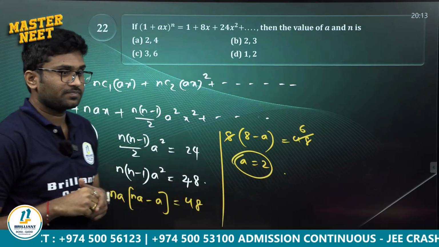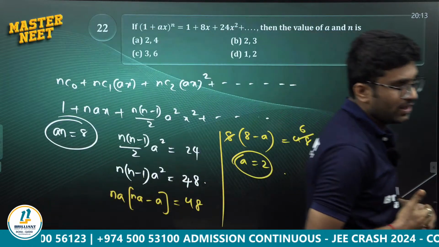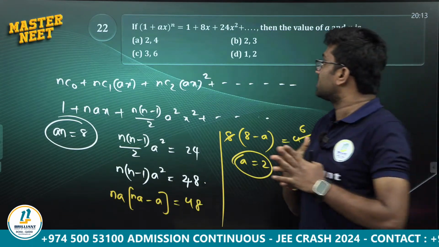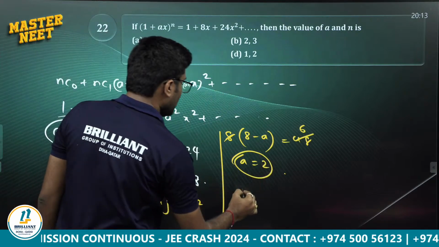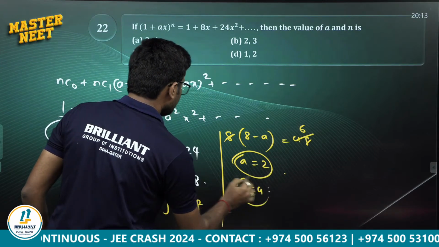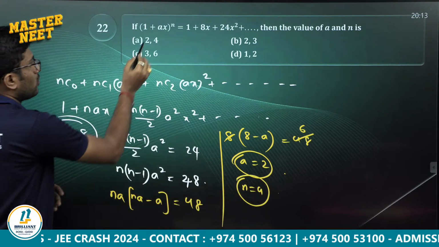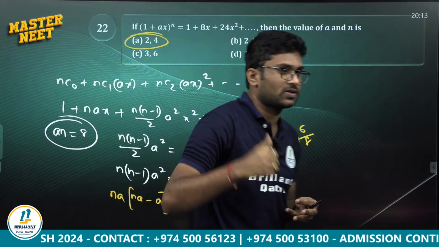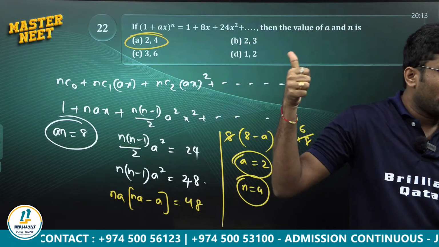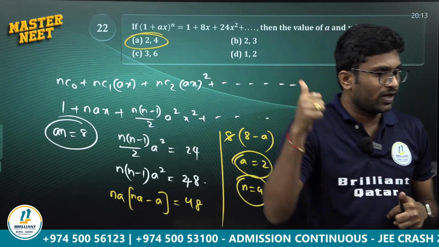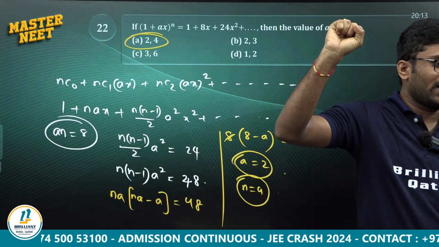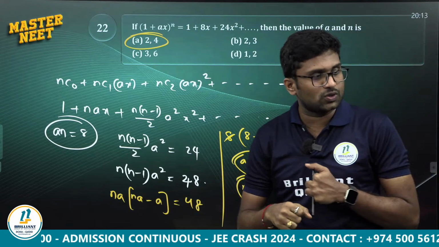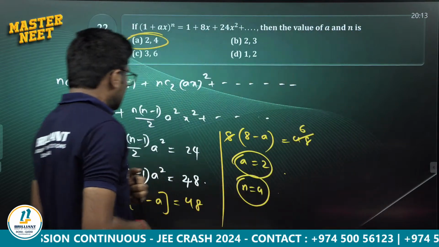That's it. Clear? Very good, friend. Yes, exactly. So a equals 2. If a is 2, then definitely n will be 4. Option A. Super, friend. Thank you so much for your response. Very good, Ashmita. Very good, Mohit. Very good, Ruben. Super, guys. Very good, Sudha.